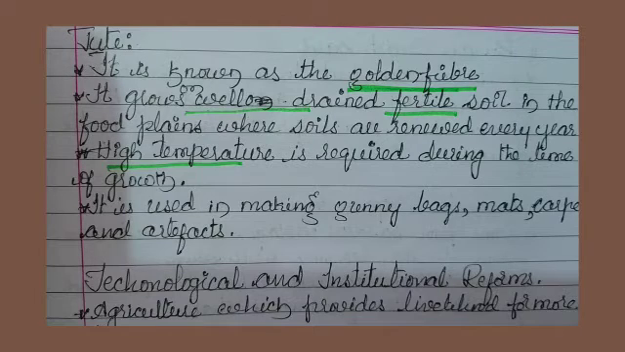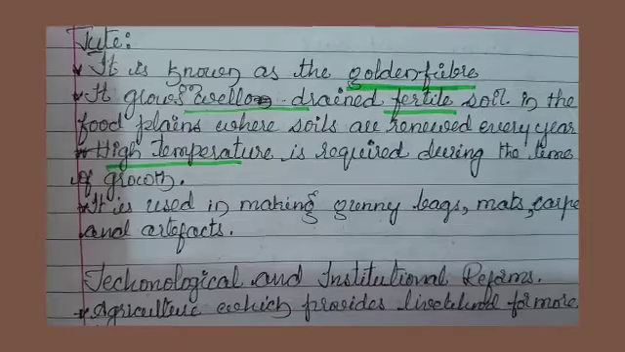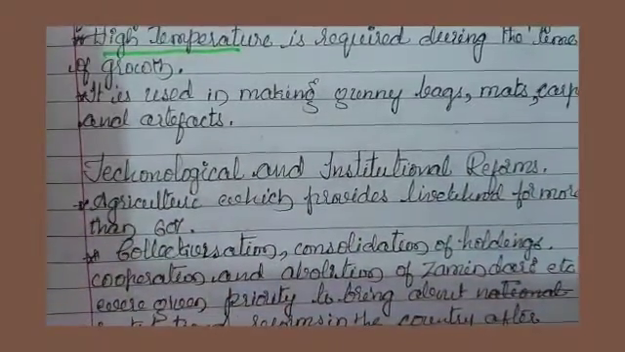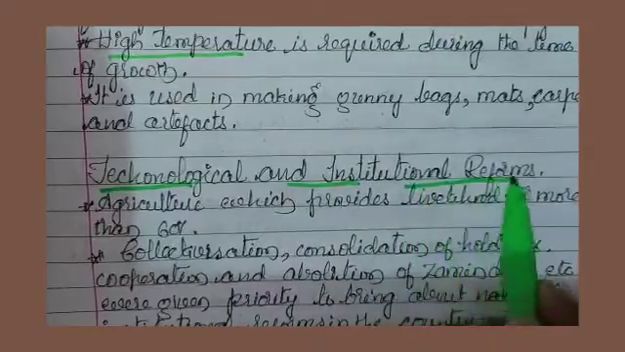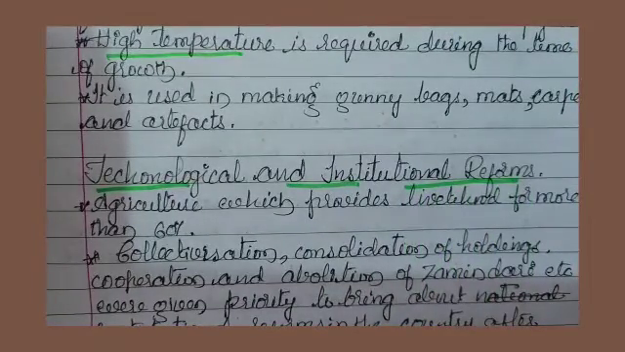Nowadays jute is losing its market because of synthetic fibers, particularly nylon, which is used as packing material. So how have technological and institutional reforms helped our Indian agriculture?